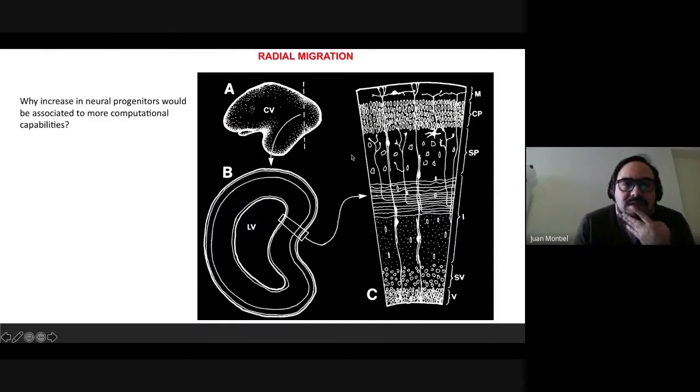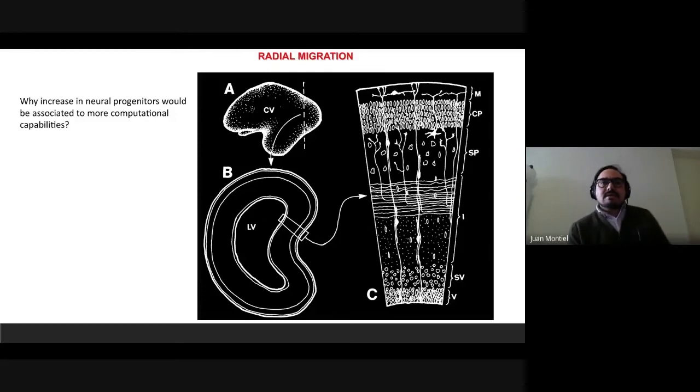So one question is why increasing the neural progenitors would be associated to more computational capabilities. So we have more neurons, but so what? Is that actually getting us some more complex processing? And that's what I want to discuss now.